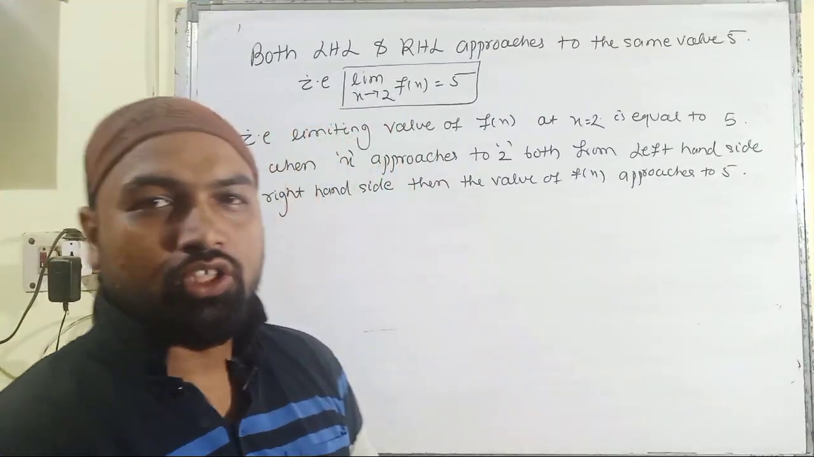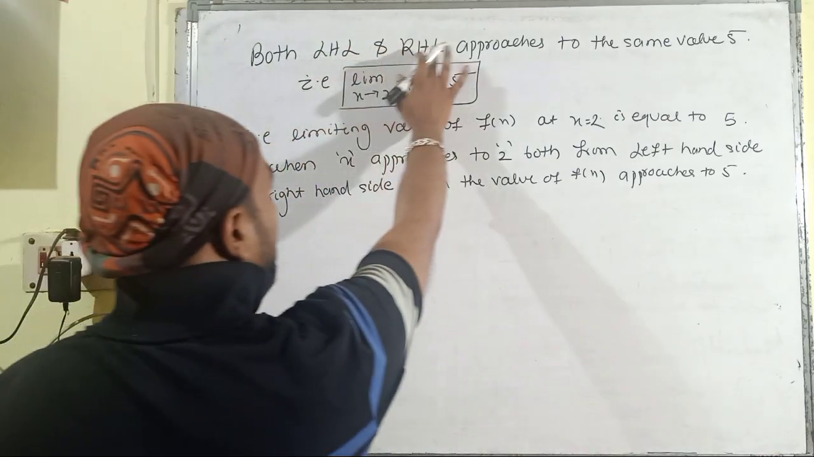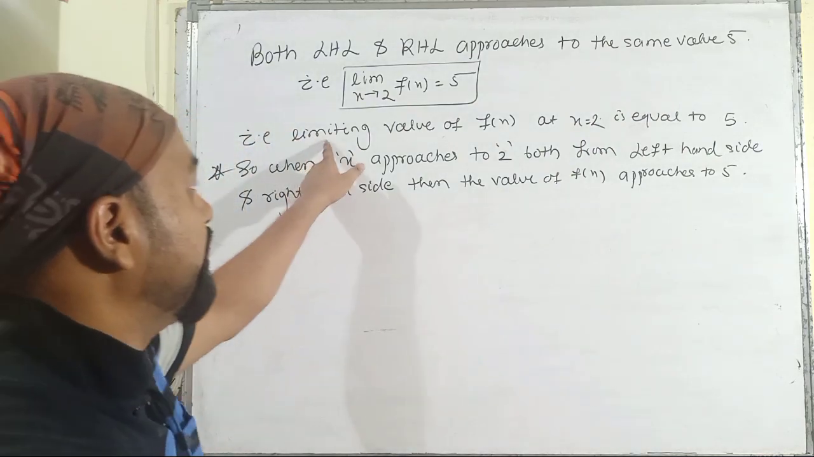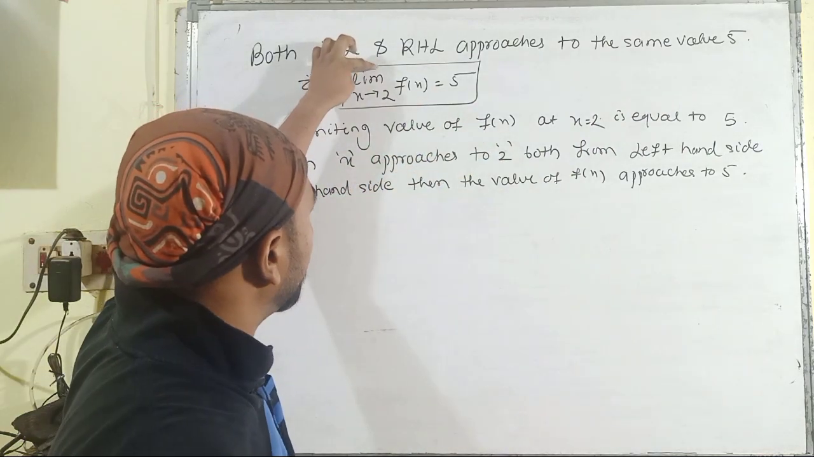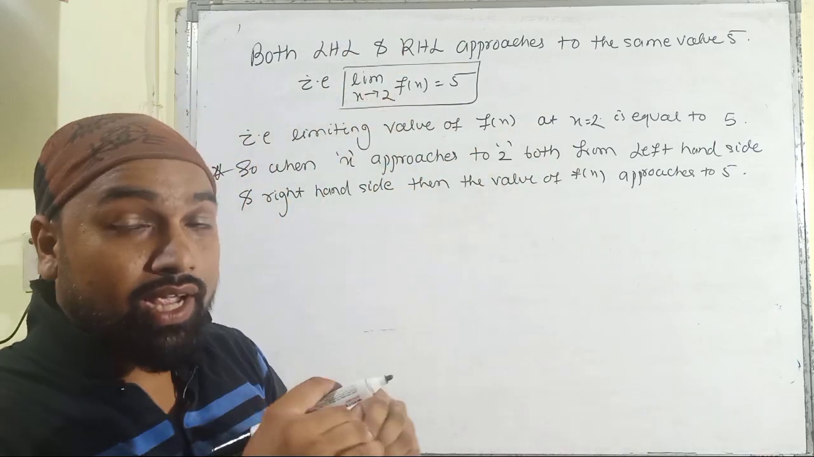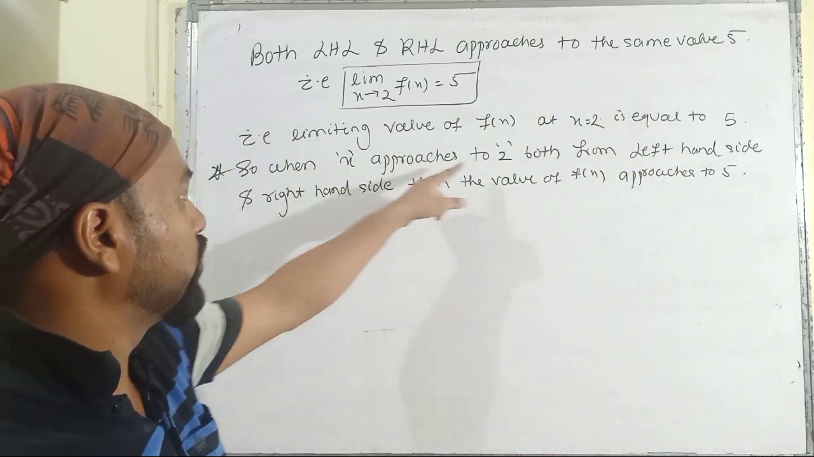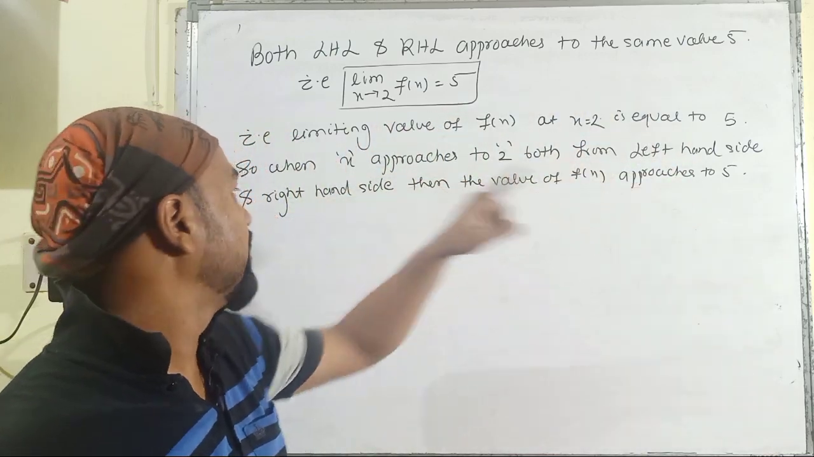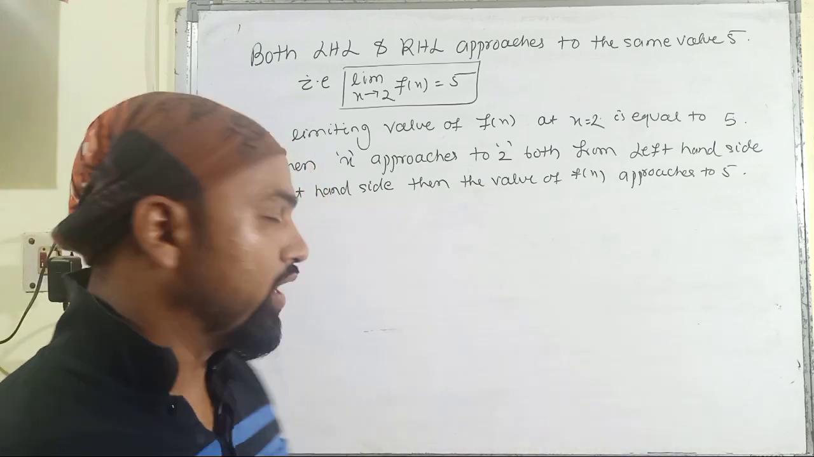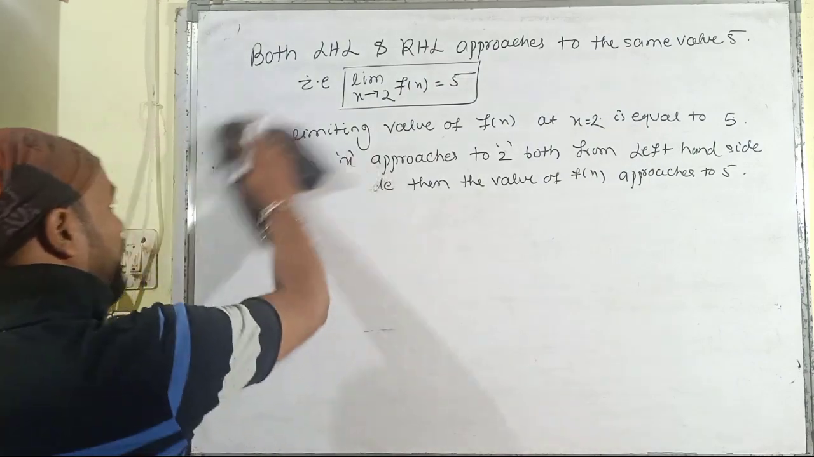So what are the conclusions we have got from the previous problem? Both the left hand limit and right hand limit approach the same value 5, and it is read as the limiting value of f of x at x equal to 2, when x tends to 2, is equal to 5. When x approaches 2 from both the left hand side and the right hand side, the value of f of x approaches 5. Then let us have the rest of the fundamental notes based upon the topic limit.